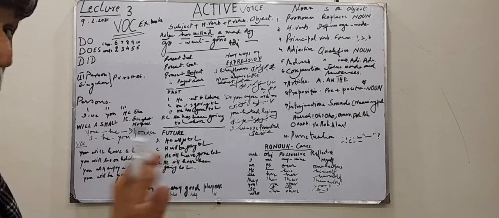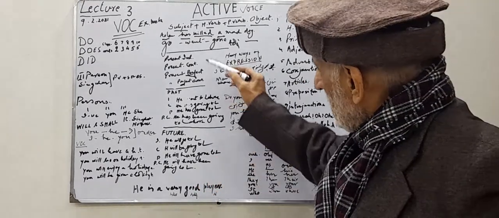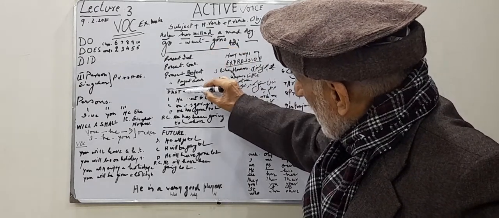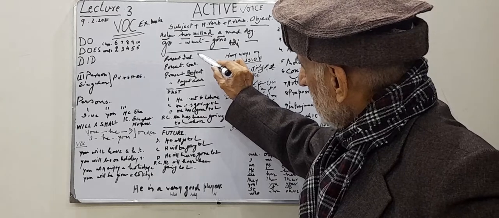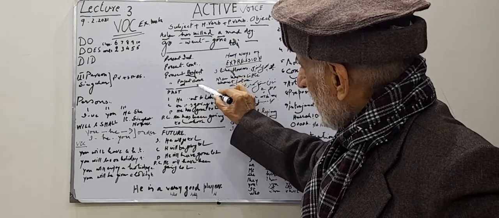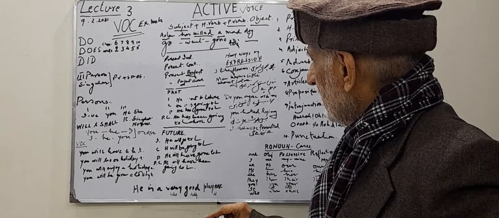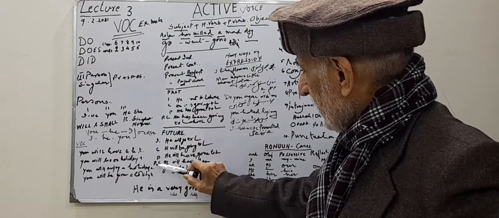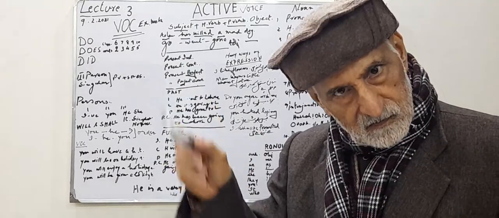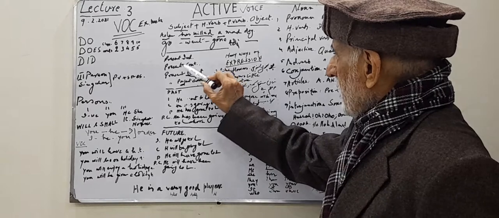Now let us see the table. Table of tenses. We have 12 forms of active. Present, past, future. 4 each. Indefinite, continuous, perfect, perfect continuous. Past, indefinite, continuous, perfect, perfect continuous. Future, indefinite, continuous, perfect, perfect continuous. 3 into 4. Present indefinite.